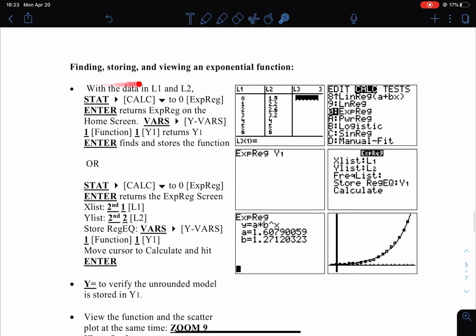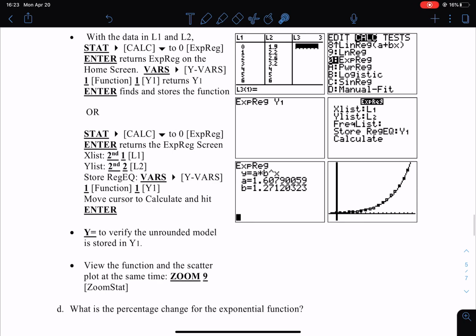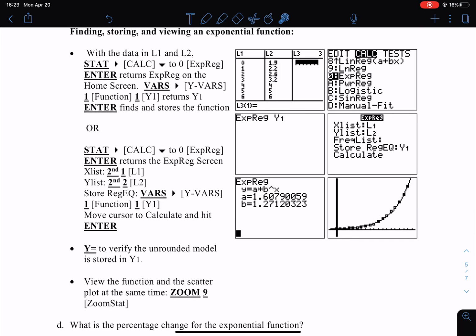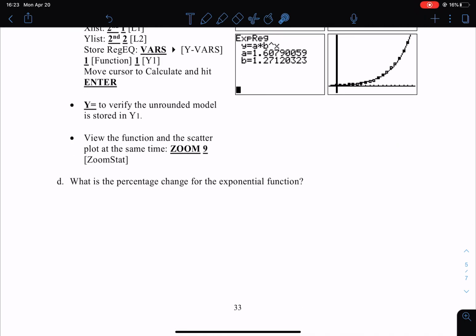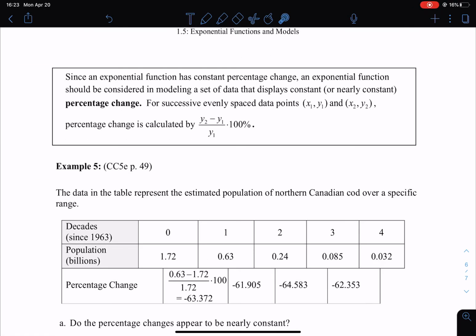So this one shows you how to find the model for an exponential function. This is pretty similar to the last section. The only difference is that instead of choosing 4, this time for an exponential function, we have to use 0. And then you can see the rest is the same. Then you can see the exponential function is a great model for this question. And this one, percentage change.